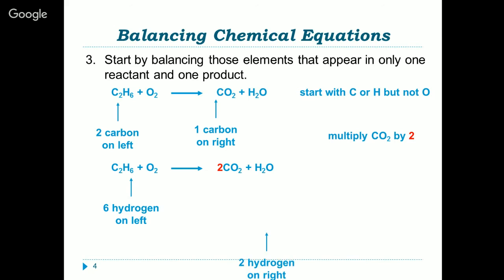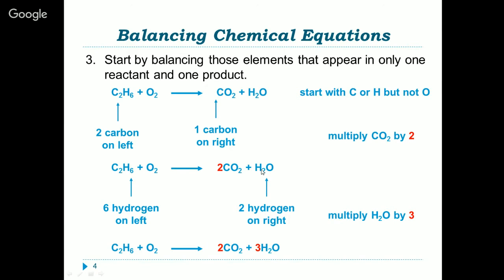So next up, we are going to look at the number of hydrogens. Here we have 6. Here we have 2. So we ask ourselves, what do we multiply by? We're not adding here, we're multiplying. So 3 times 2 equals 6. So we'll put a 3 in the front. So now we have both our carbon and our hydrogen balanced.